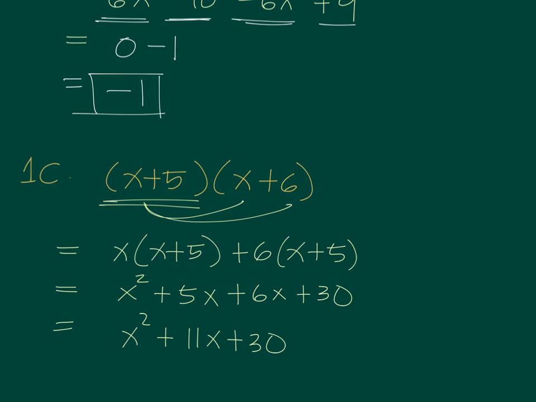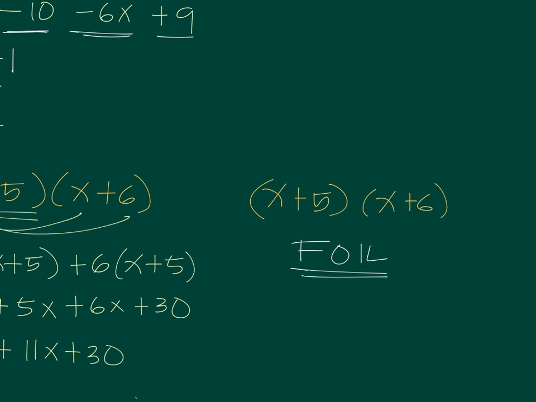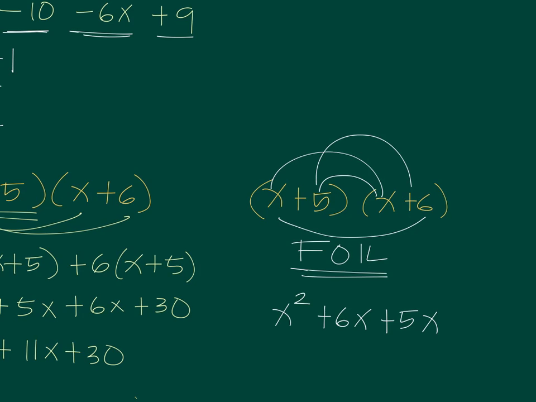If you want a different approach, for x plus 5 times x plus 6, you can use the FOIL method. The FOIL method means you multiply the first terms, so that's x squared, and then O means outer, that is 6x, and then I means inner, that's 5 times x, which is 5x, and then L means the last, so 5 times 6 is 30. And you will get the same expression, x squared plus 11x plus 30. Okay?